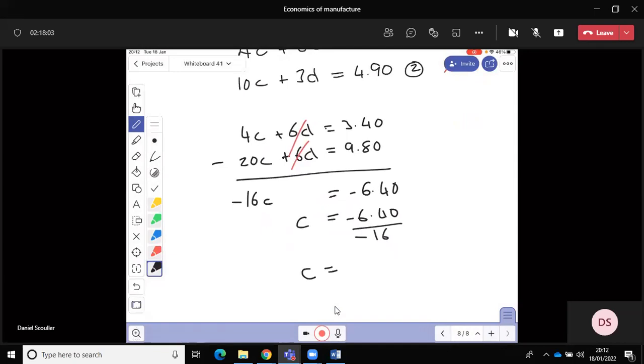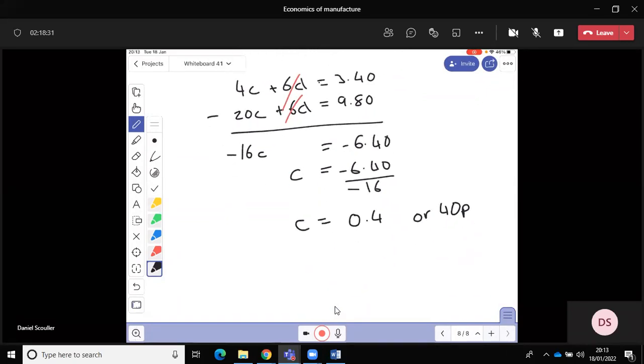Okay, I'm going to use a calculator for this. £6.40 by 16. 40 pence. Okay, so 0.4 or 40 pence. Okay, so it'd be £0.4 or 40 pence. Okay, now we can take that 0.4. That's C equals 0.4.